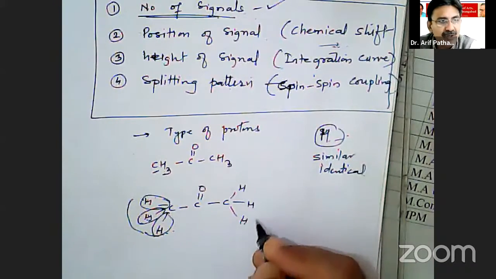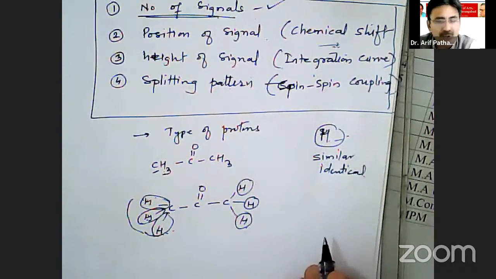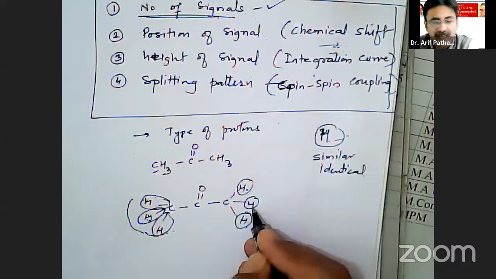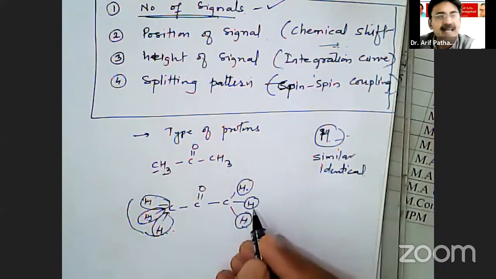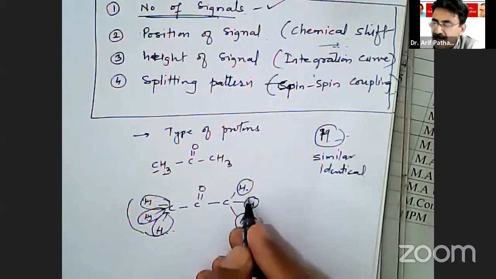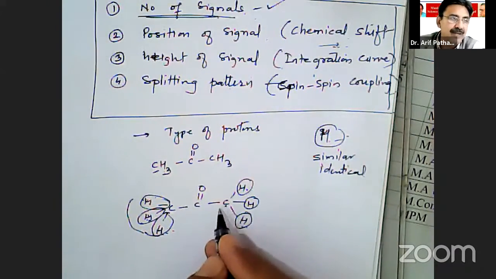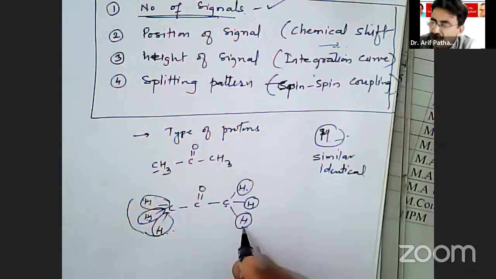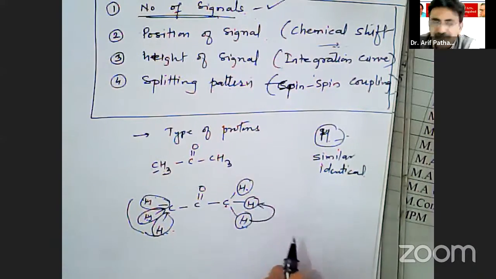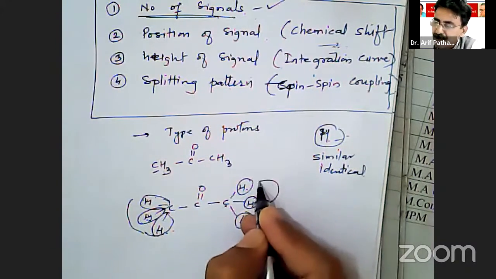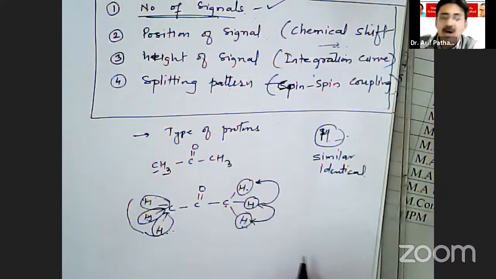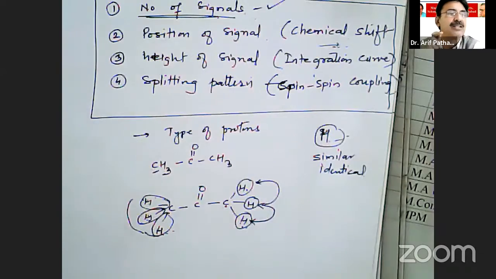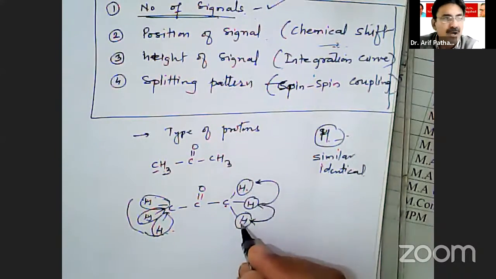See another CH3 group. CH3 is having three protons. These three protons are identical. They are same because they are attached to the carbon, and the carbon is next having a carbonyl group. So the absorption frequency of the first proton, the second proton, and the third proton will all be equal. So you will get a single signal for these three protons.